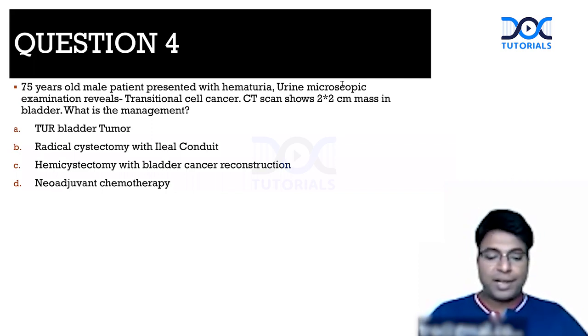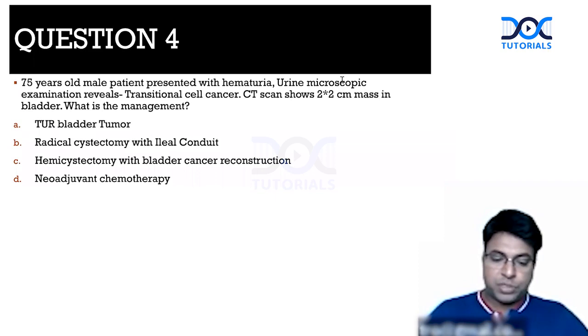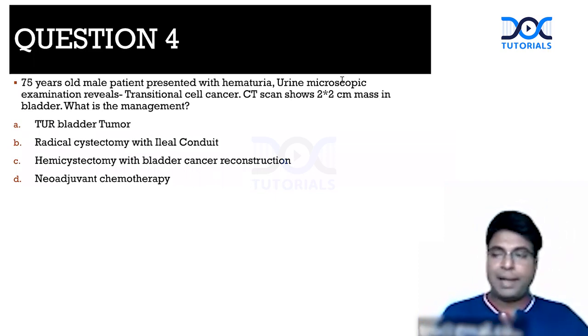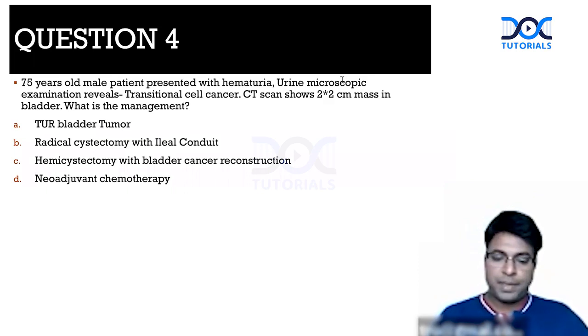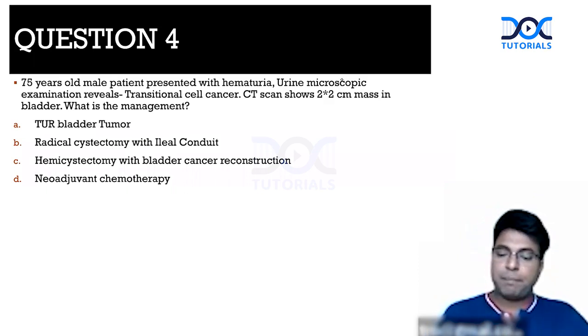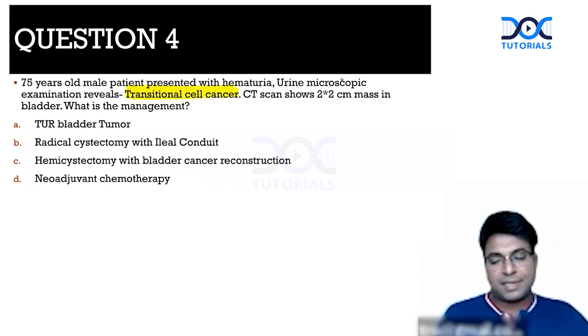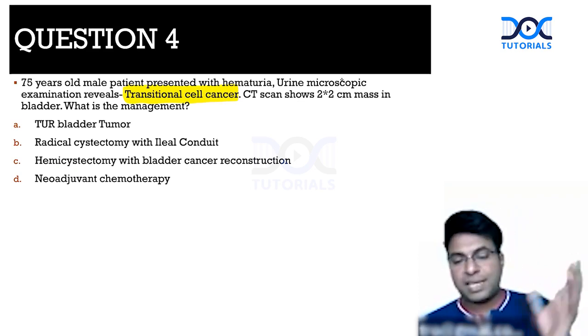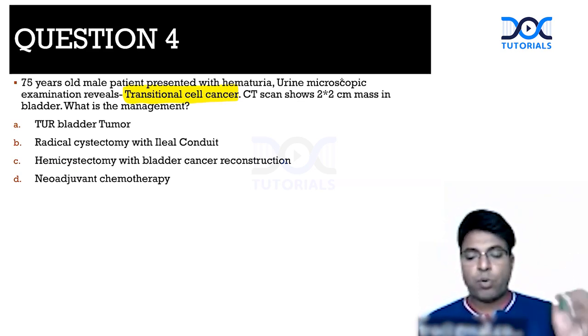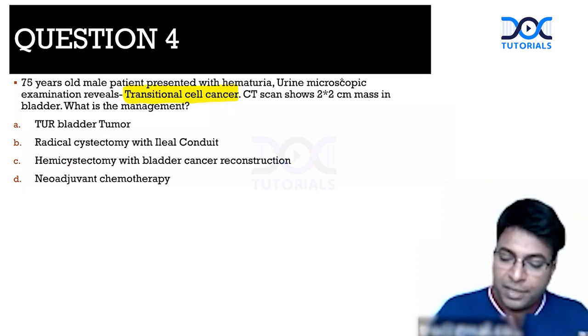Now from the lower urinary tract, they took an interesting question. A 75 years old male. Any doubts in frozen section or sentinel node biopsy? Please tell me. Okay. A 75 years old male patient presented with hematuria. Urine microscopic examination reveals the most common bladder cancer is transitional cell cancer. For FMG exams, the question has one answer. So urine examination shows there are some cells, and those cells are more positive for transitional cell cancer. Therefore, the surgeon is immediately doing a CT scan.